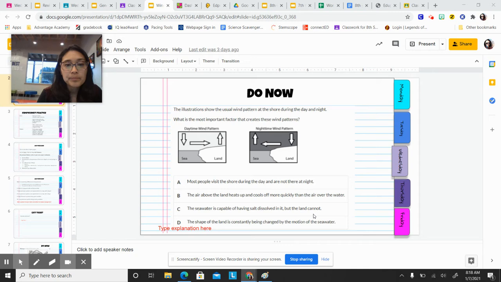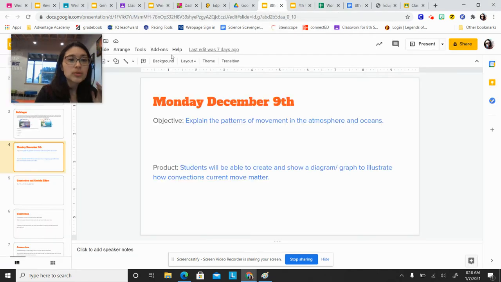The sea water is capable of having salt dissolved in it, but the land cannot. Again, salt content has nothing really to do with the wind. And then the shape of the land is constantly being changed by the motion of the seawater. Again, that has really nothing to do with the wind, the shape of the land. So your best answer is B, because the different temperatures are going to cause differences in air pressure, which causes the wind. Remember, wind always goes from high pressure to low pressure. So your answer there would be B. All right, so let's get on to your notes here.